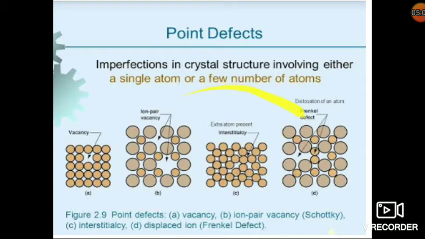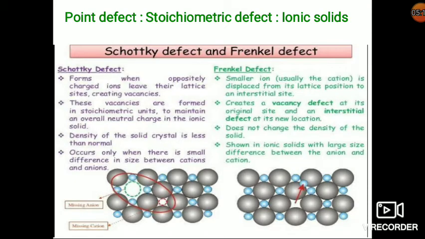In the case of the second and fourth, electrical neutrality must be balanced carefully. Let's see the stoichiometric defect, point defect, in ionic solids. Why stoichiometric defect? Because here the number of cations and anions will not get disturbed. That's why it is called stoichiometric defect.